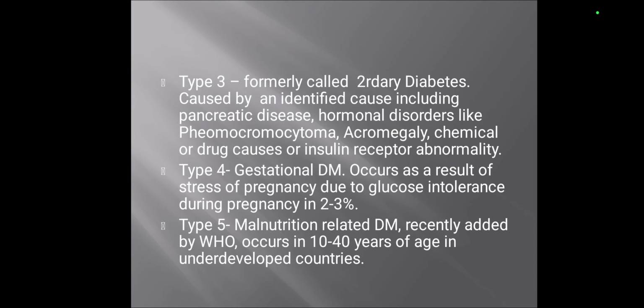Type 4 is gestational DM. This one occurs as a result of the stress of pregnancy, due to glucose intolerance during pregnancy, in 2 to 3%. Type 5 is malnutrition-related DM, recently added by the World Health Organization, occurring at 10 to 40 years of age in underdeveloped countries.